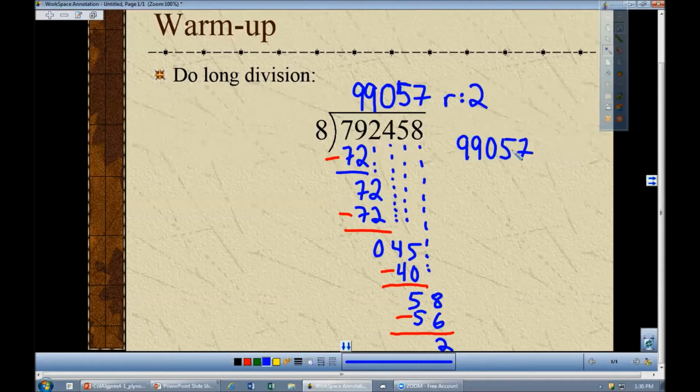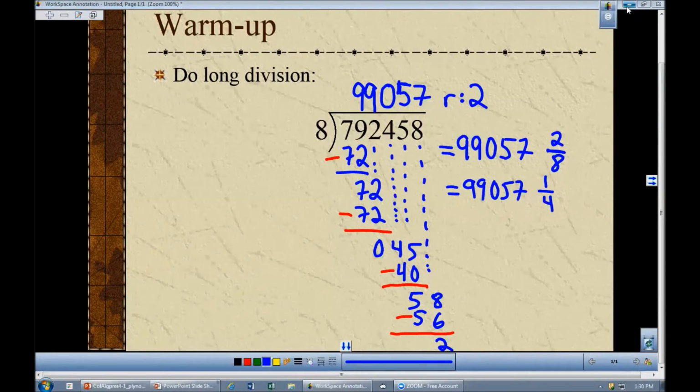So we could say 99,057 and 2/8, or in reduced form, 99,057 and 1/4. So I guess we have a couple of different ways that we can deal with the remainders. We'll see that there is some similarity now when we go to polynomial long division and what we call synthetic division.